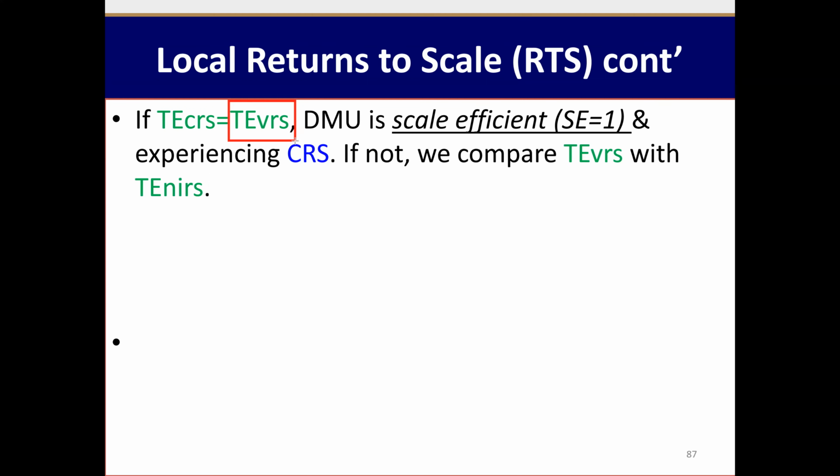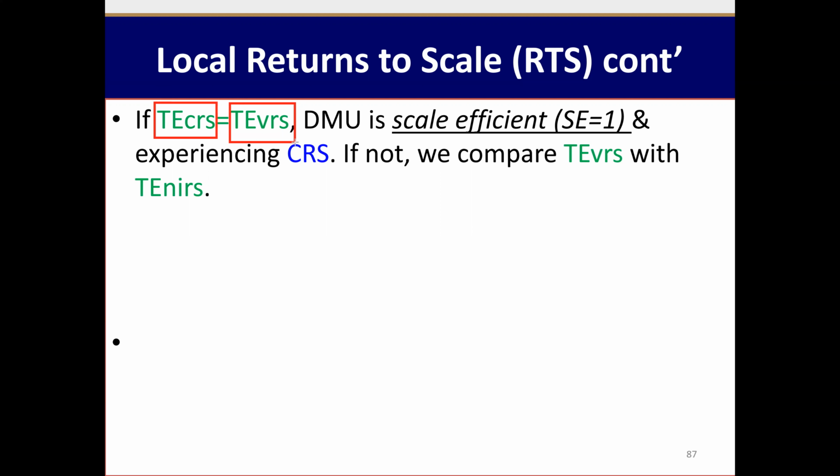If your constant returns to scale technical efficiency score equals that of the VRS technical efficiency, if you have this constant returns to scale score equal to the VRS score, then we say that that DMU, and this is for a particular DMU, okay? That DMU is scale efficient.